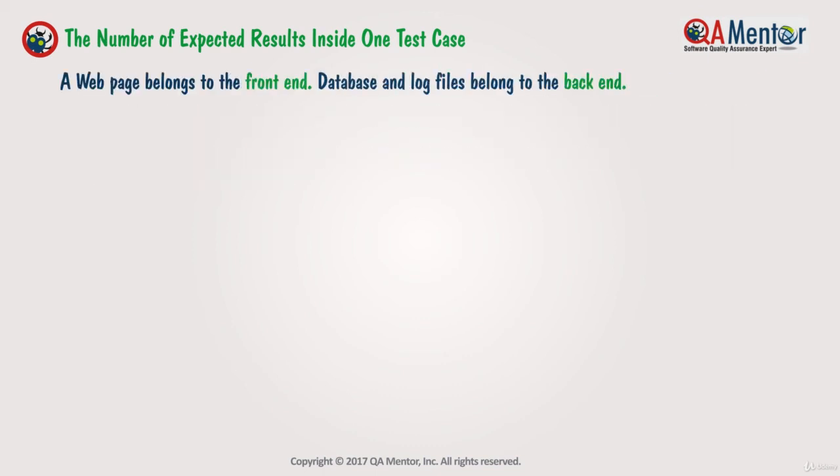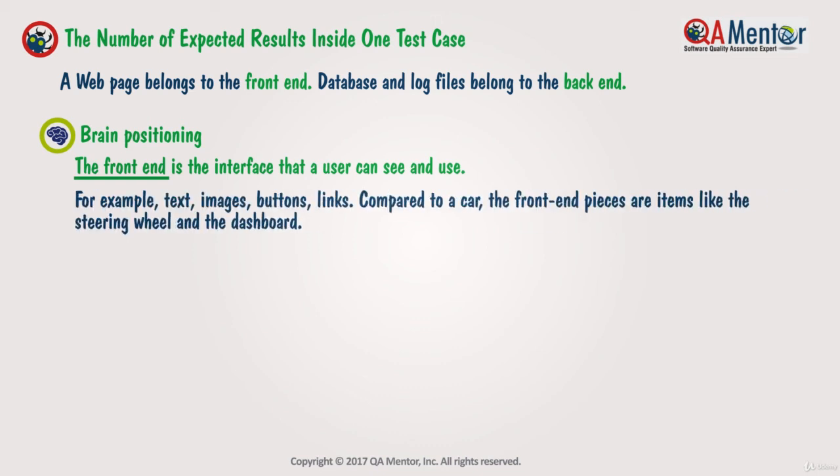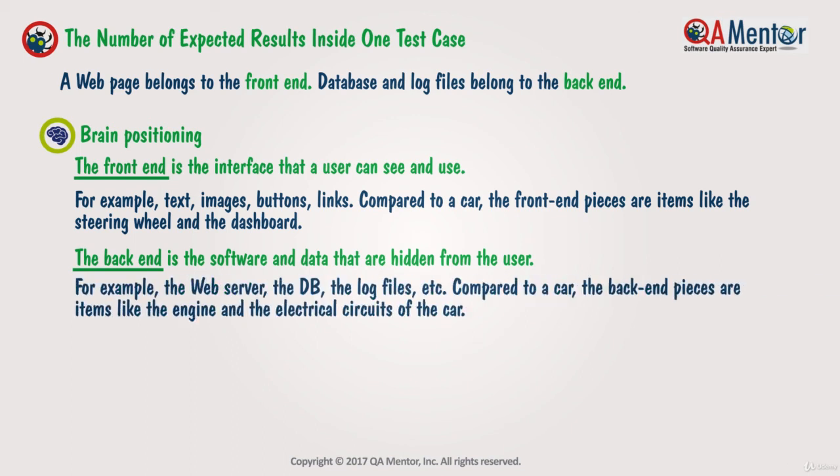Database and log files belong to the back end. Brain positioning. The front end is the interface that a user can see and use. For example, text, images, buttons, links. Compared to a car, the front-end pieces are items like the steering wheel and the dashboard. The back end is the software and data that are hidden from the user. For example, the web server, the DB, the log files, etc. Compared to a car, the back-end pieces are items like the engine and the electrical circuits of the car.